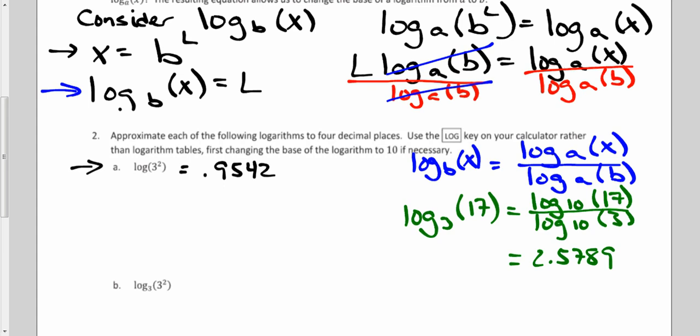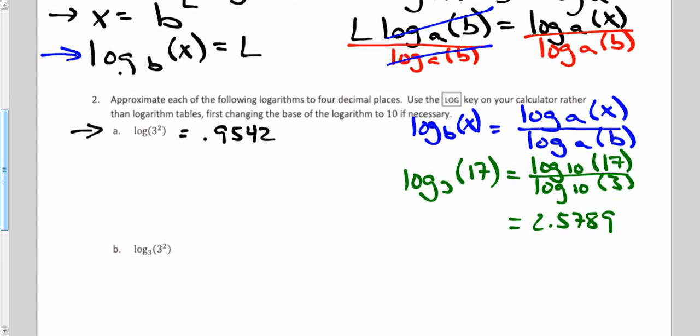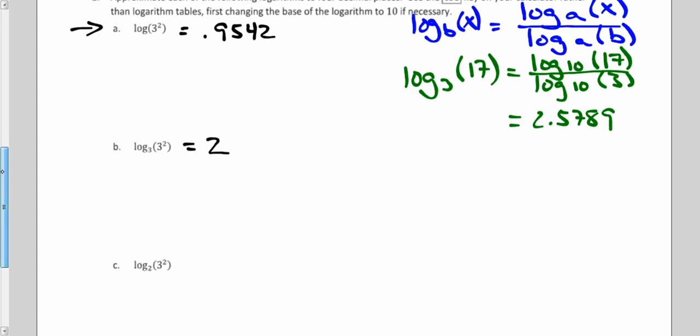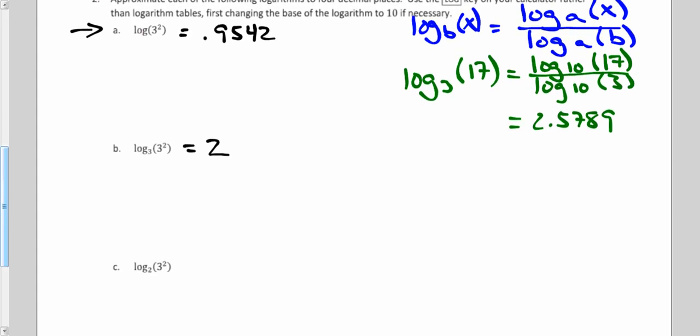This one we really shouldn't need a calculator for because we can just apply the log rule. 3 to what power gets me 3 squared? Well, that should be fairly simple. That answer is 2. 3 squared gets me 3 squared. All right, now this one is the tricky one. This one we have to use the change of base formula.